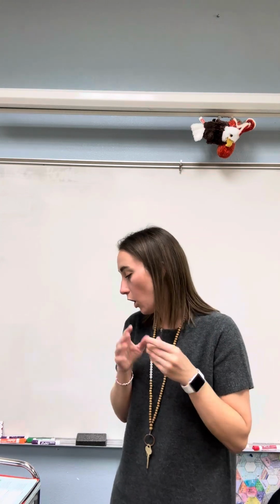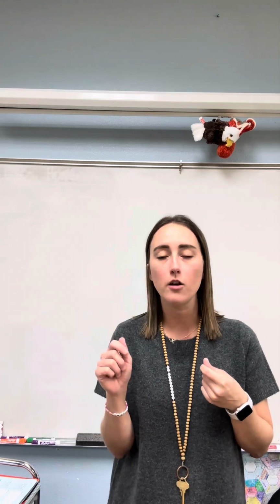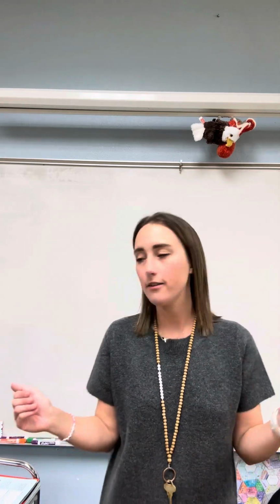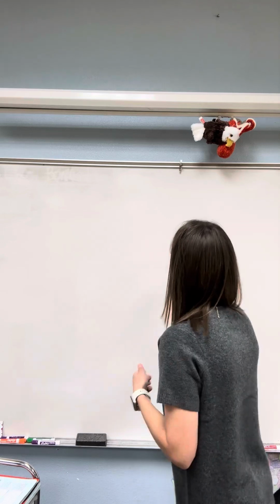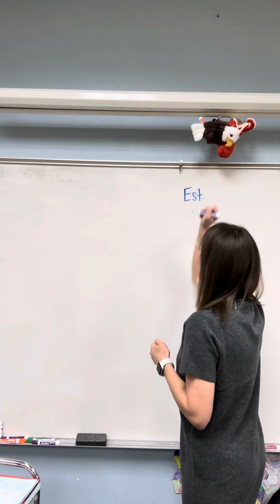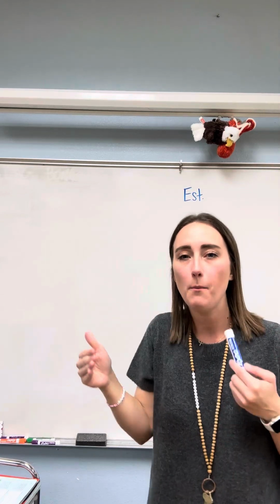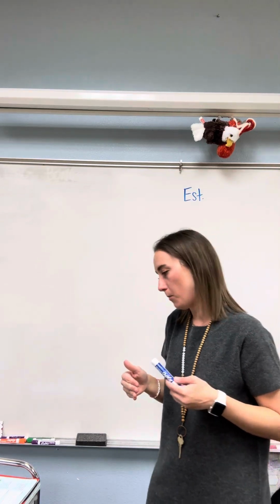Now, hopefully you circled "about how many." Remember, "about how many" tells me that we have to estimate. So what should we write at the top or beside it? EST. Because it's an estimate, we're not finding the exact amount, we're finding an approximate amount.